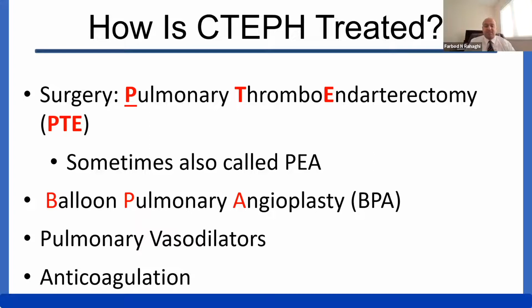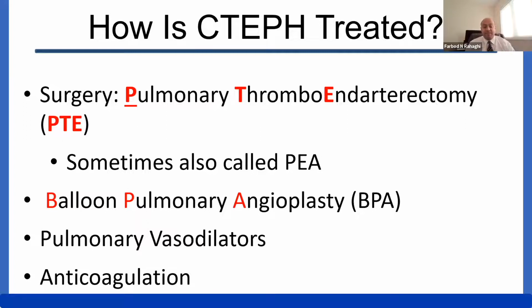And that's just because you choose to highlight the different letters. Instead of focusing on the thrombo, you focus on the enda and the arterectomy. And so then it turns into PEA. But you will probably see both of those notations in different places that you look.